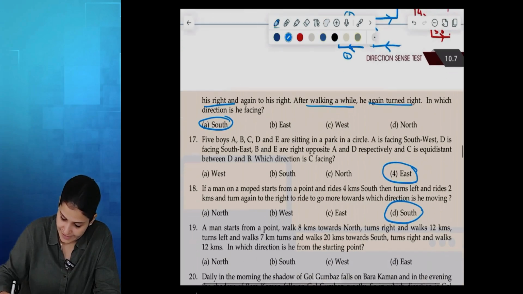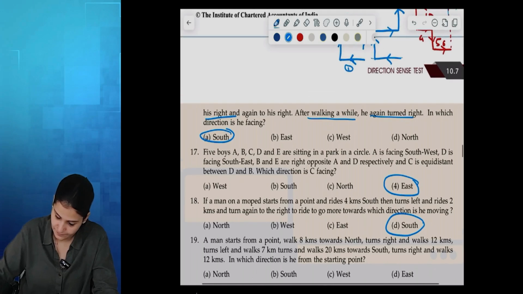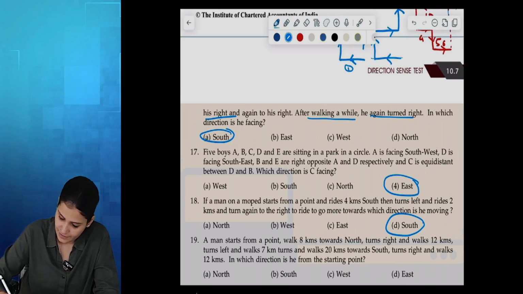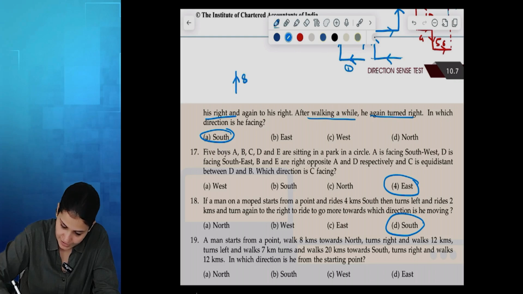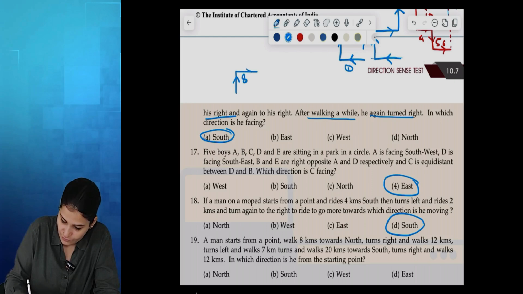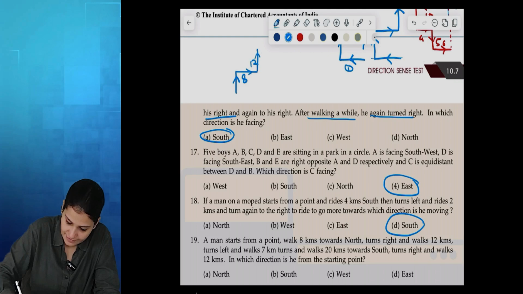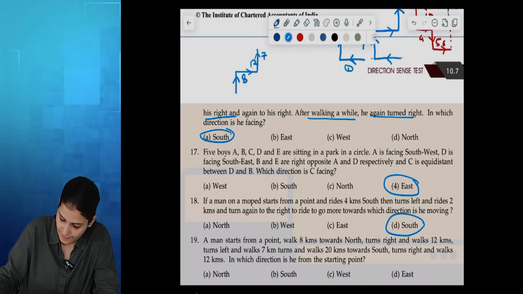Next. 19. Answer. East, ma'am. Okay. Let's see. A man starts from a point, walks 8 kilometers towards north, turns right and walks 12, turns left and walks 7, and walks 20.